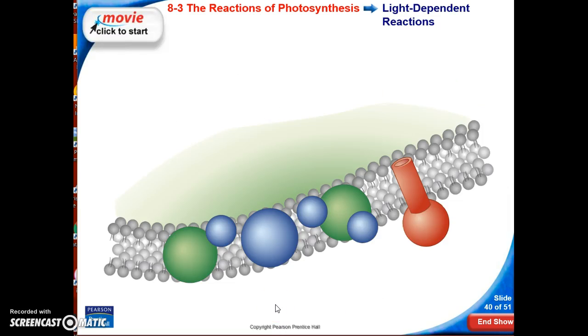So this is going to show the electron transport chain again. So again, this is the light-dependent reactions. So this is the thylakoid membrane that you see here. And the circles, the green and blue and red, are all proteins that are embedded in the membrane of the thylakoid.